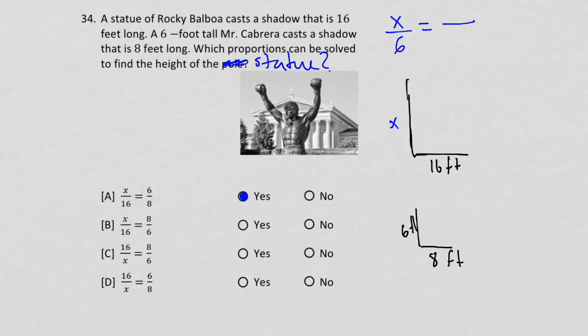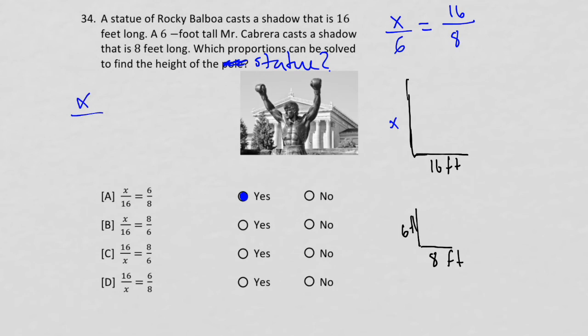Shadow of statue over shadow of person. 16 over 8. And I'm going to look to see if that one is there. And it is not there. I don't see it at all. All I see is x and 16. Okay, so I guess we have to go through all of them.